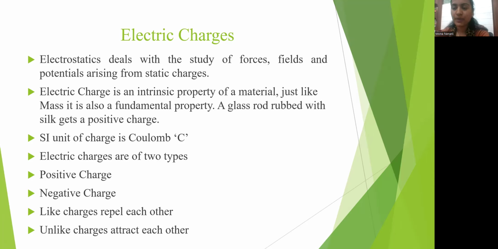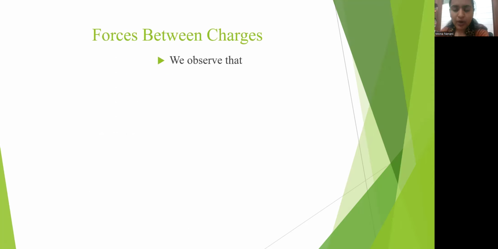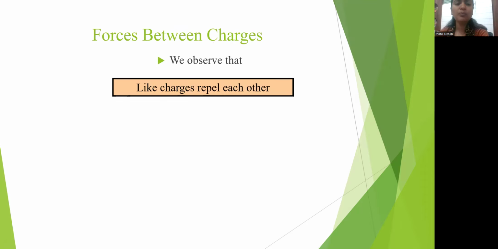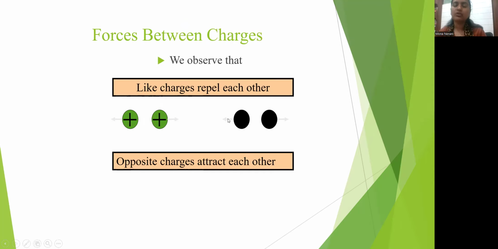There are two types of electric charges, positive and negative. Let's see the forces between these charges. When two positive charges are kept together, or two negative charges are kept together, what will you observe? They tend to repel each other. That means like charges always repel each other. You will see an arrow here and here: when we bring two positive charges or two negative charges close to each other, they repel each other.